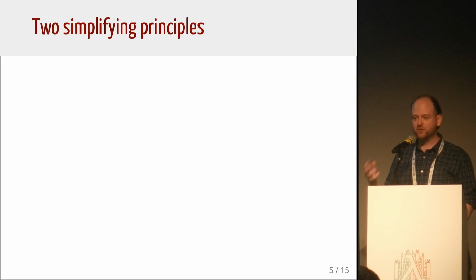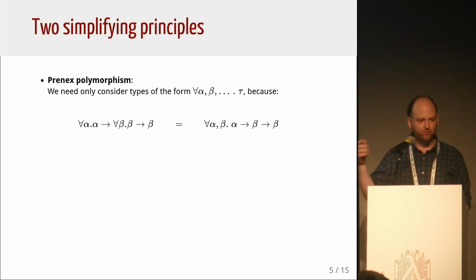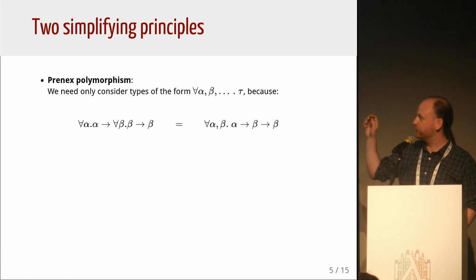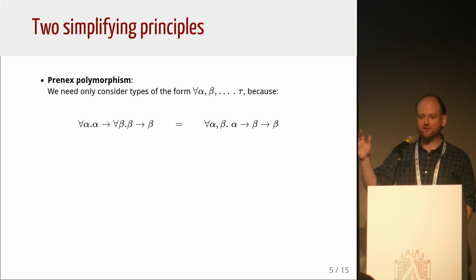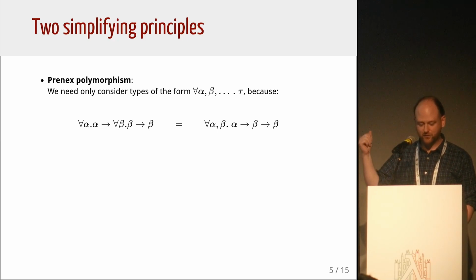So the two simplifying principles that make ML really implementable are, first, prenex polymorphism. Rather than allowing for-alls deeply nested inside things, we say that the for-all symbol occurs only at the very top of a type. And we can get away with doing this because this doesn't actually lose anything. We don't actually lose any expressivity.